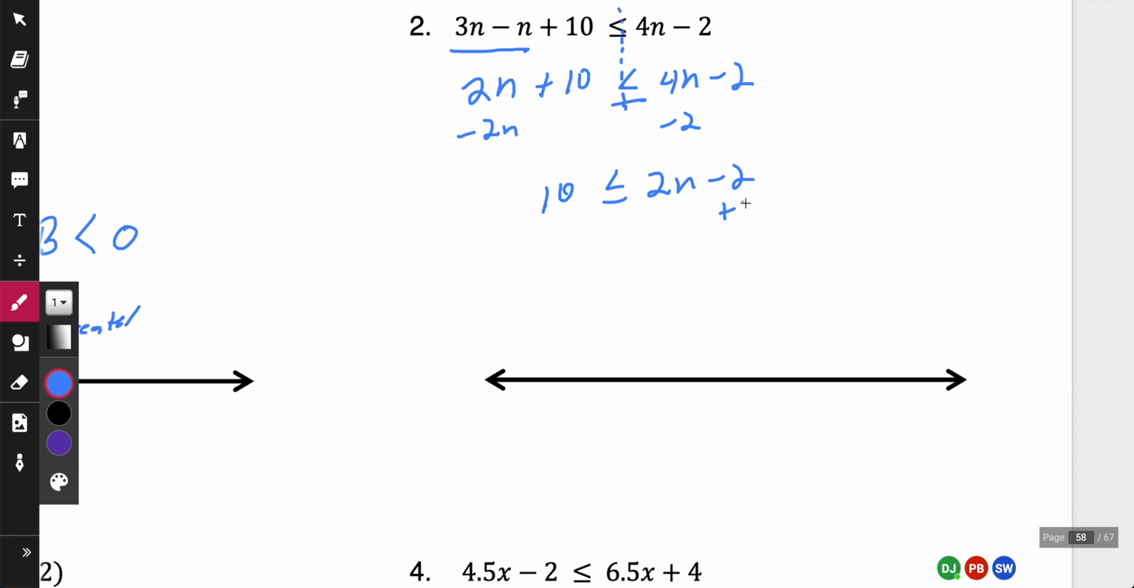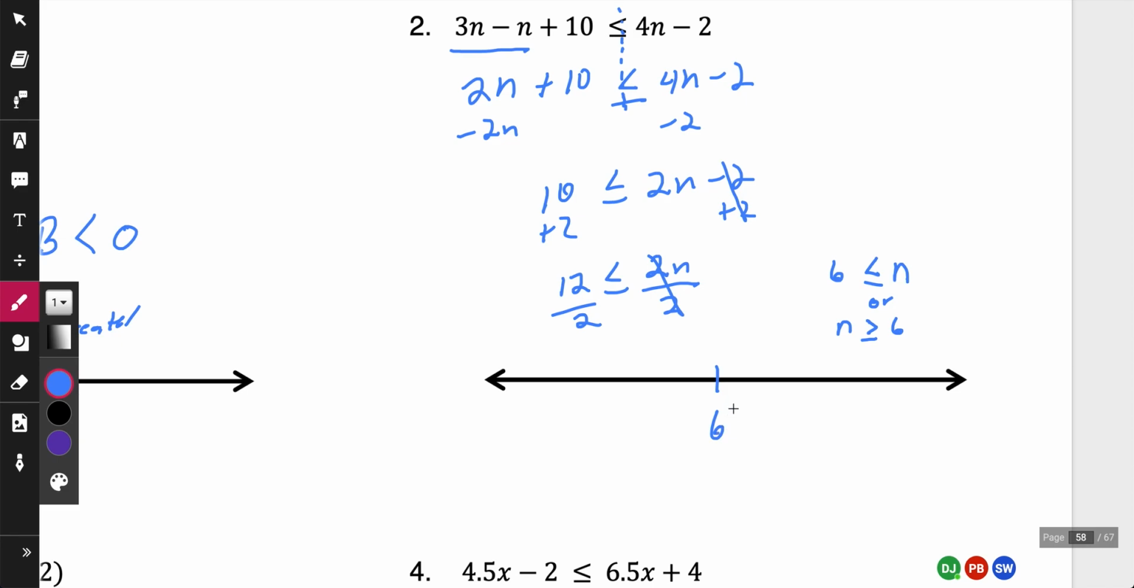From there, what we're going to do is add 2 on the left and the right-hand side to eliminate the 2. And then I would have 12 is less than or equal to 2n. From there, we're going to divide both sides by 2. This would give me then n is greater than or equal to 6. Or you can rewrite it with the variable on the other side. You just need to make sure that it still says greater than or equal to 6.